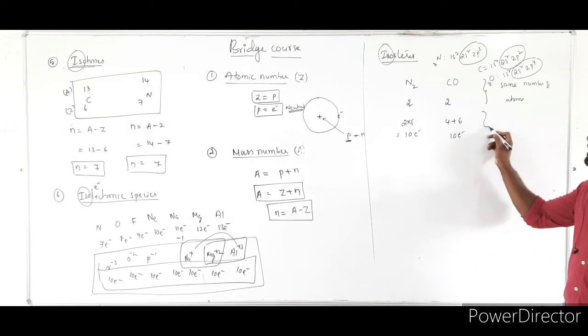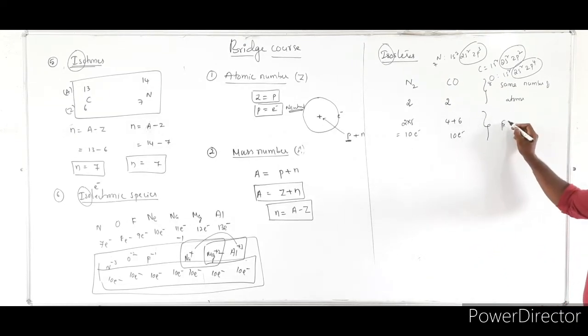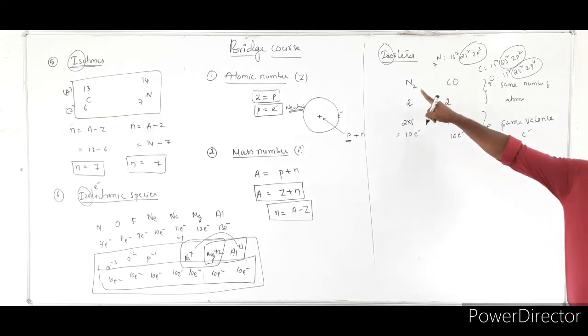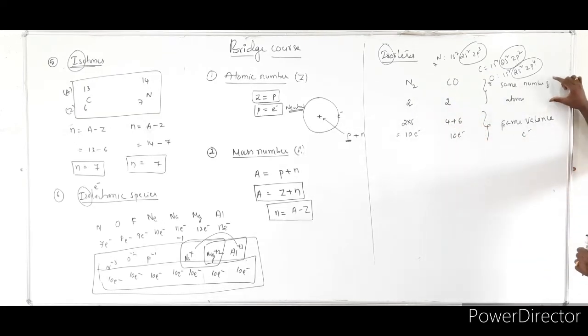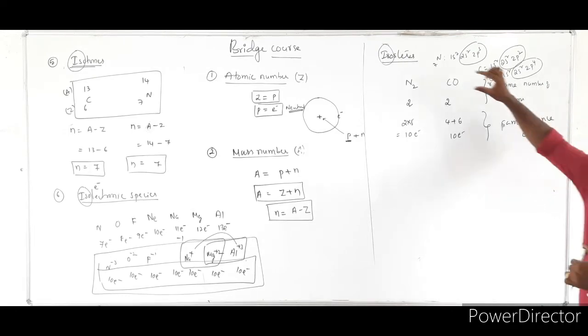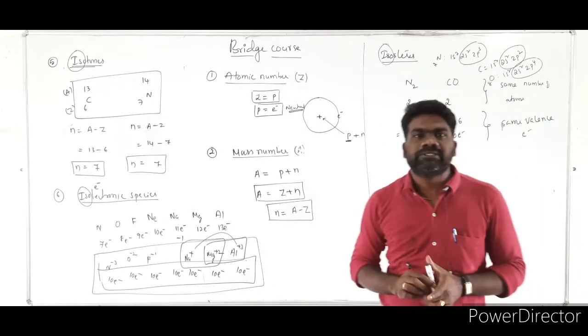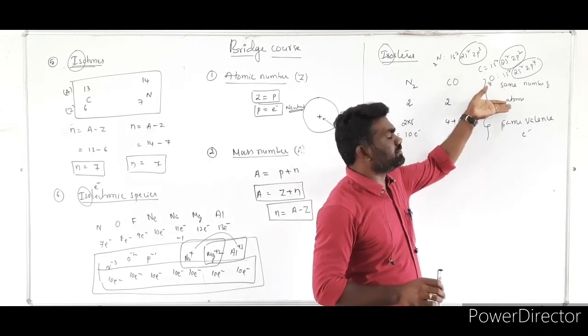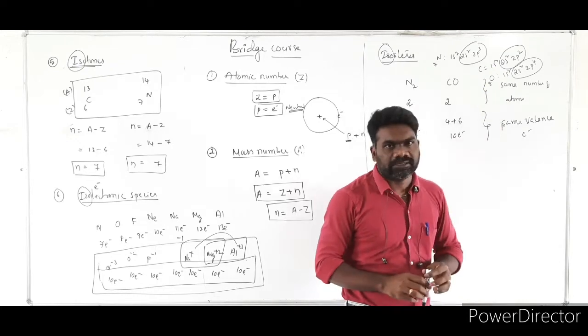So what is the same here? Valence electrons. Two different molecules have same number of atoms, same number of valence electrons. Such species are called isosters. Iso meaning is same. What is the same here? Number of atoms same, number of valence electrons also is same.